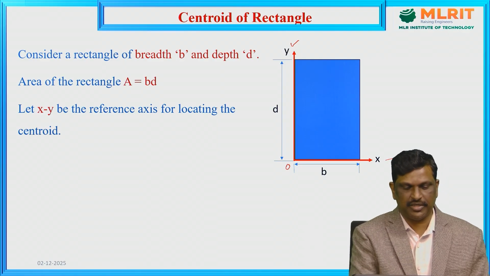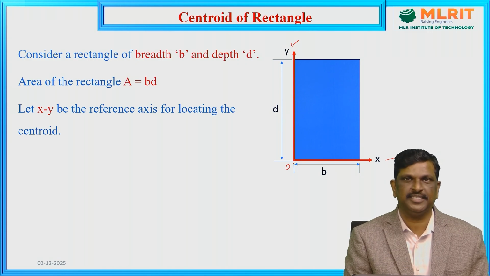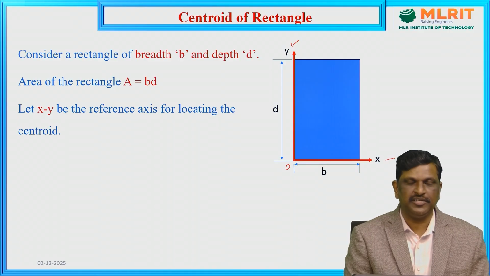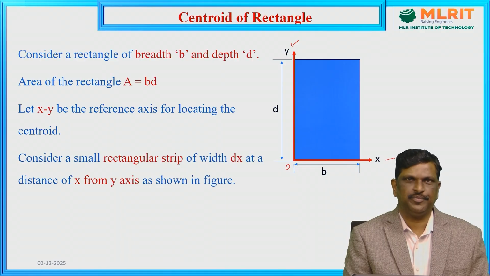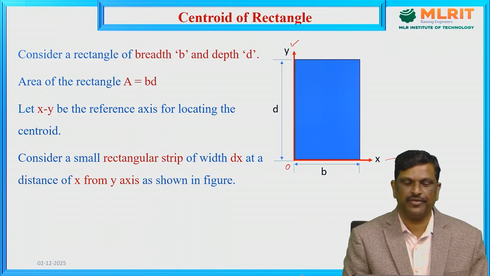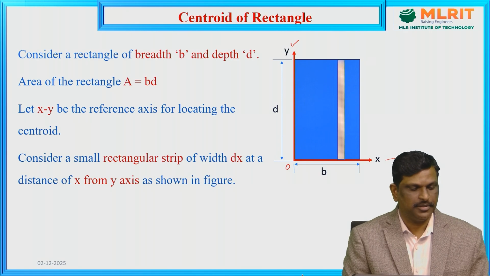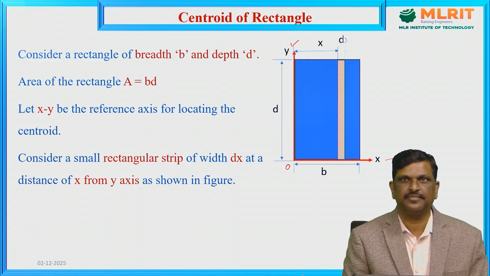With reference to this origin and this coordinate system, now we are going to derive the formula for x bar and y bar, which we have derived in the previous video lecture. Consider a small rectangular strip whose width is dx and at a distance of x from the y-axis as shown in figure. Its width is dx and it is at a distance of x from y-axis.